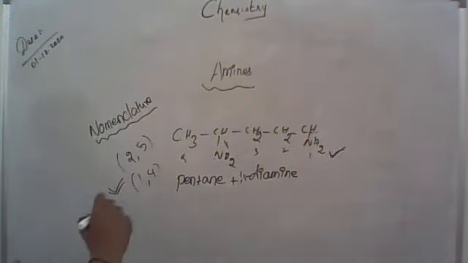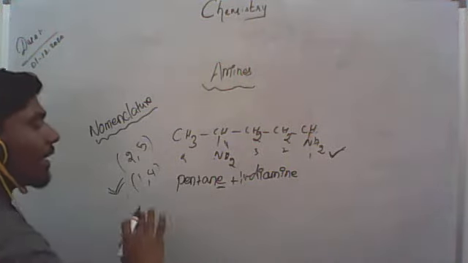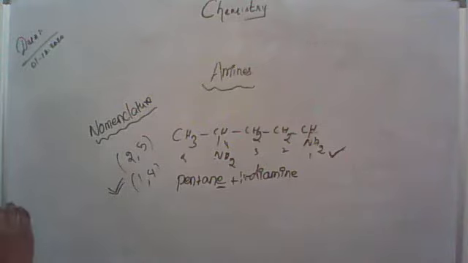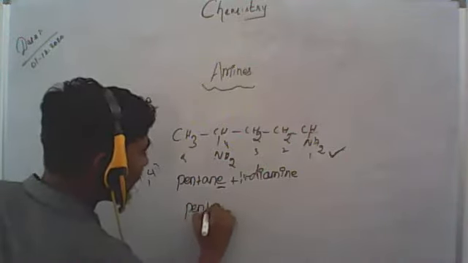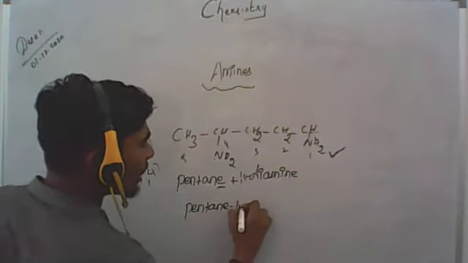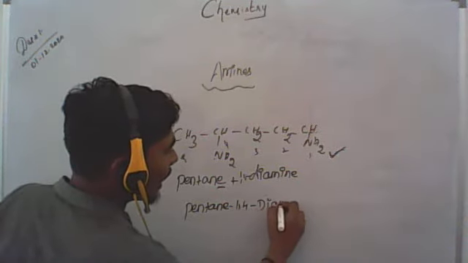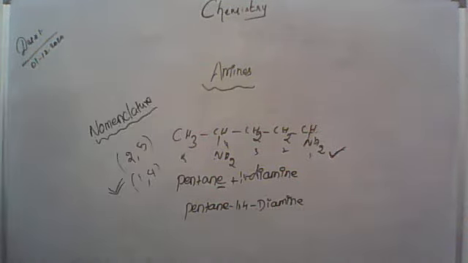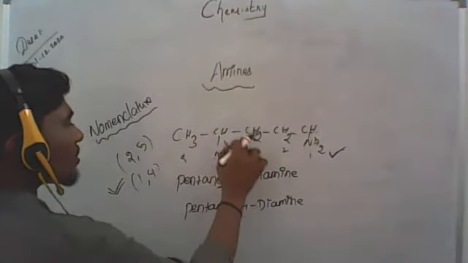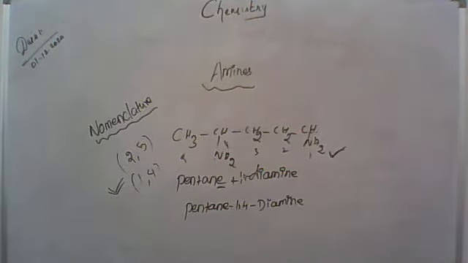See here, what does the IUPAC rule say? When two functional groups are present, the e in the alkane name is retained. You don't need to cancel this e, you can keep it as it is. So the name is pentane-1,4-diamine. See here, both amines are primary amines. This one is a primary amine and this one also is a primary amine.